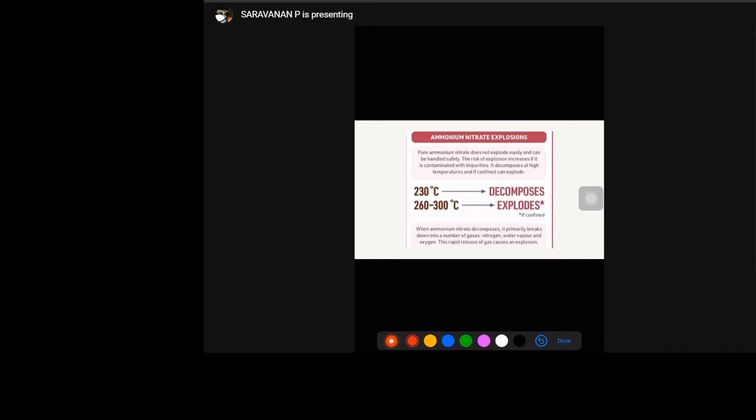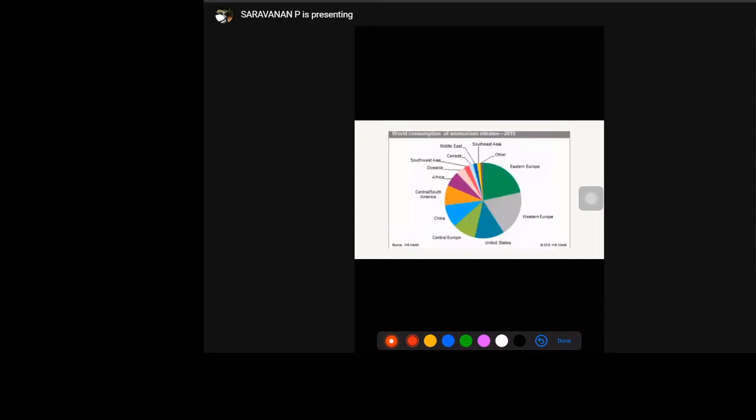the statistics point of view. World consumption of ammonium nitrate. Just look at the bar diagram and try to concentrate on Eastern Europe. For your convenience, just have Eastern Europe, then Western Europe and the United States. These three regions are the leading consumers of ammonium nitrate.